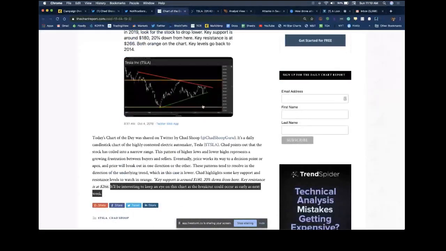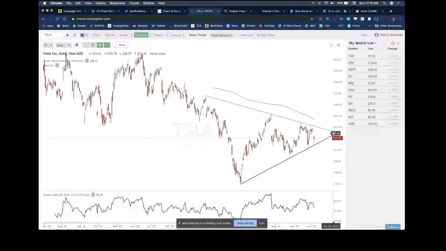Because, as you can see, it's really reaching that decision point, that apex where we'd expect it to break out and start trending in one direction or the other.